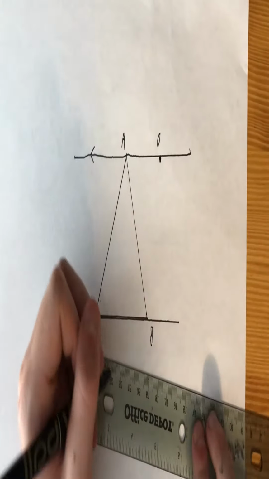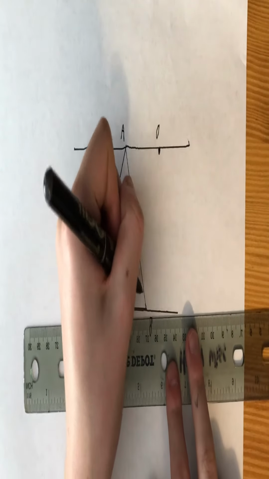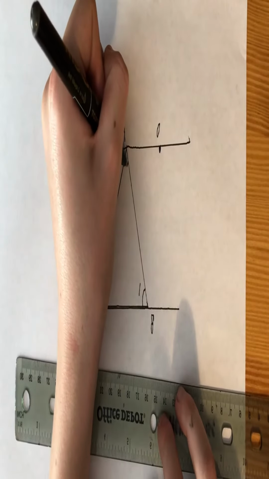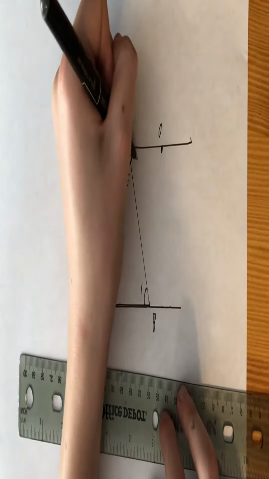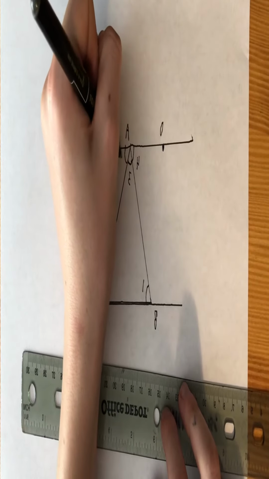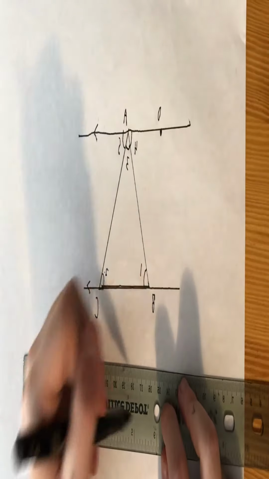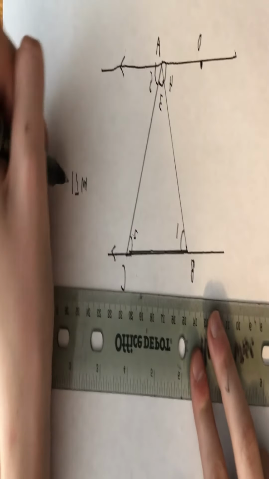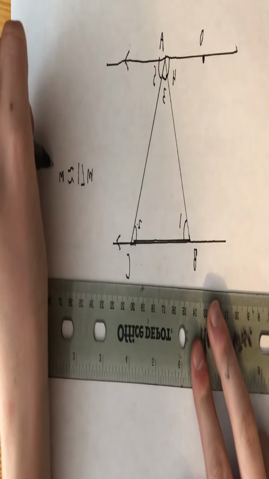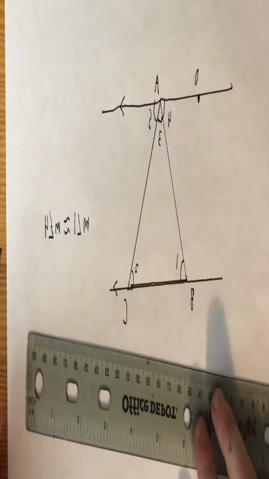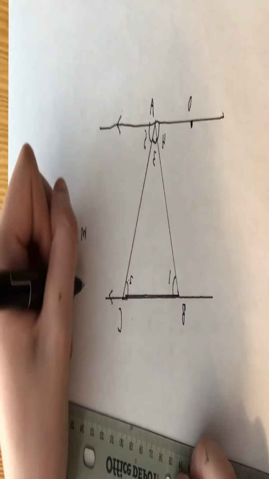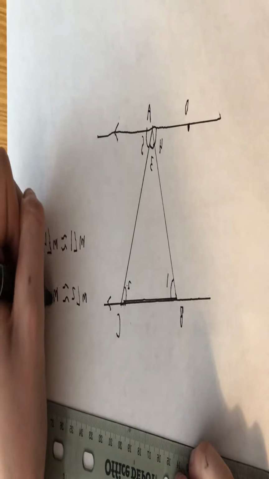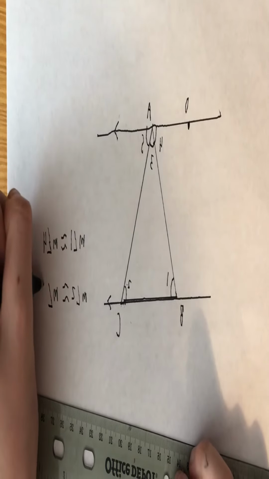Now let's name some angles in here. We have our three interior angles. We'll name this angle 1, angle 2, angle 3, angle 4, and angle 5. Now, because we have a transversal and because we have parallel lines, measure of angle 1 will be congruent to measure of angle 4 because they are alternate interior angles. Now also, measure of angle 2 is congruent to measure of angle 5.